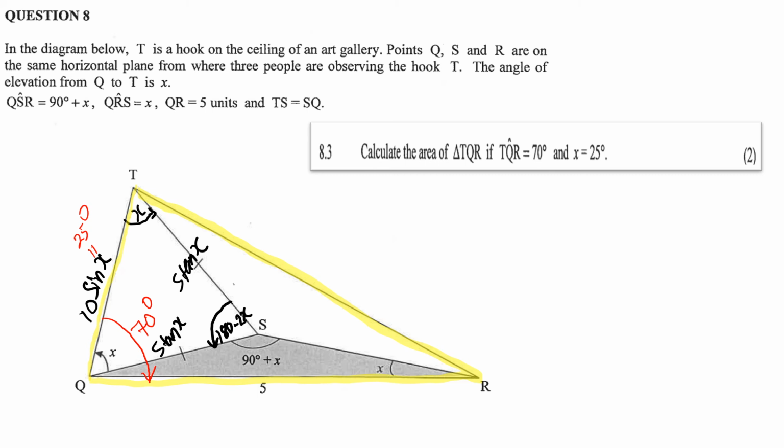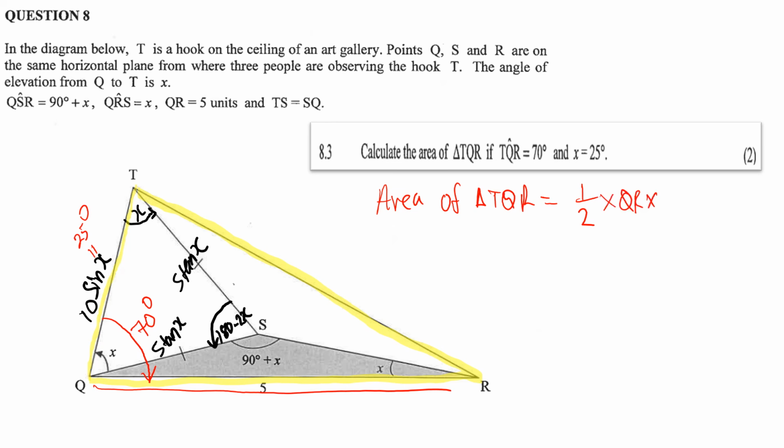Okay, so we can use the area rule, right? So we can say area of triangle TQR is equal to 1 over 2. Which length do we have? We have this length, which is QR. We'll say times QR, multiplied by the other one which we have, which is this one, QT, because we are given x is 25, so we can substitute and get QT. So we say multiplied by QT, the sine of the included angle between the two sides that we have chosen. So it will be the sine of Q, right? Sine Q.